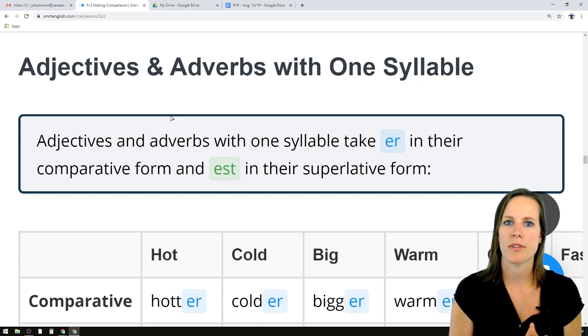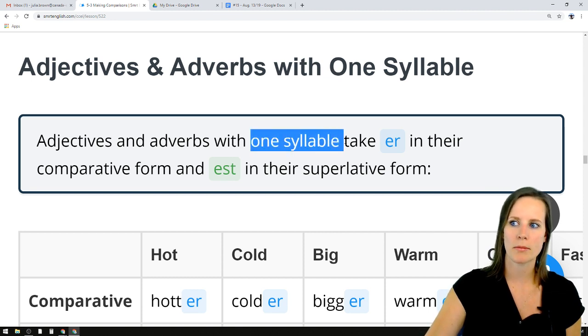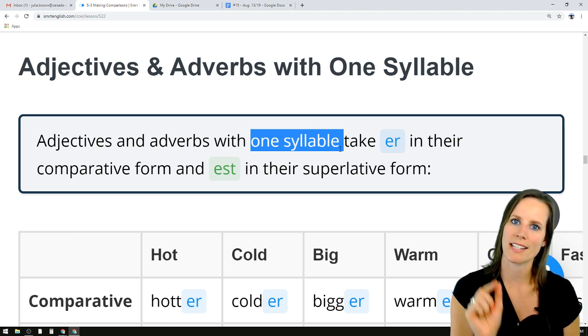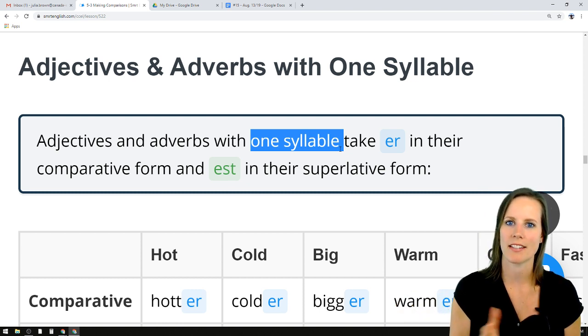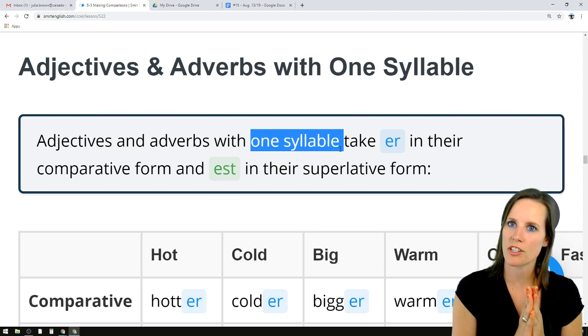Okay, so some of the rules are talking about syllables, okay? So if there is one syllable, then the comparative form takes ER, okay? And the superlative form takes EST at the end, okay? With counting syllables, usually a really good way is to do the clap test, okay? With each sound in the word, that's a clap, that's a syllable.